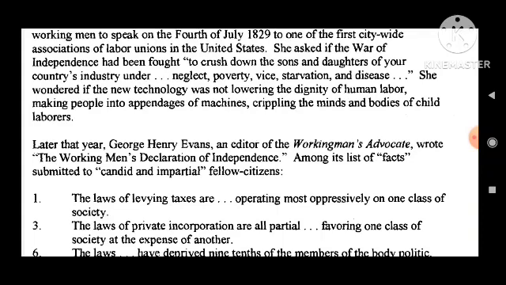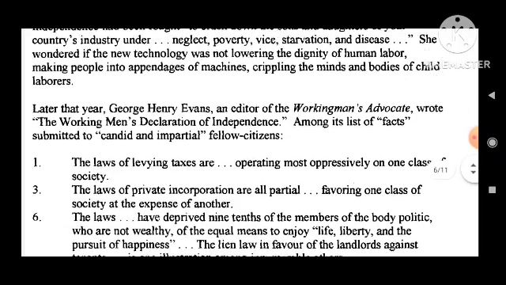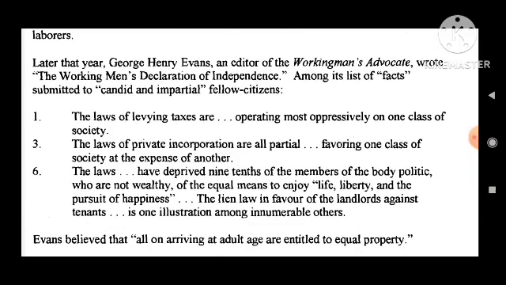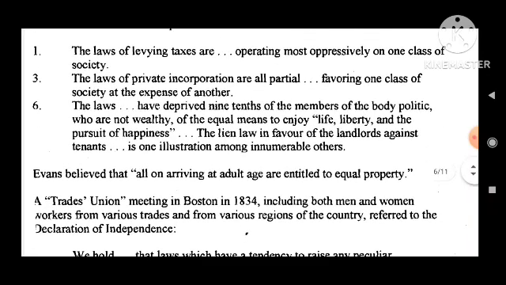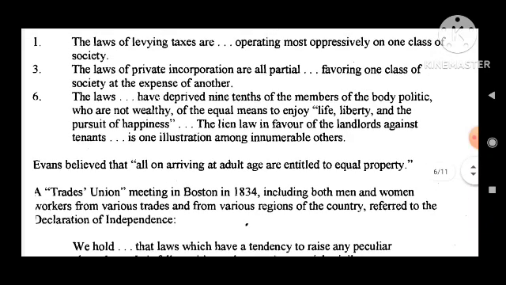Later that year, George Henry Evans, an editor of the Working Man's Advocate, wrote the Working Men's Declaration of Independence. Among the list of facts submitted to candid and impartial fellow citizens: the laws of levying taxes are operating most oppressively on one class of society. The laws of private incorporation are all partial, favoring one class of society at the expense of another.